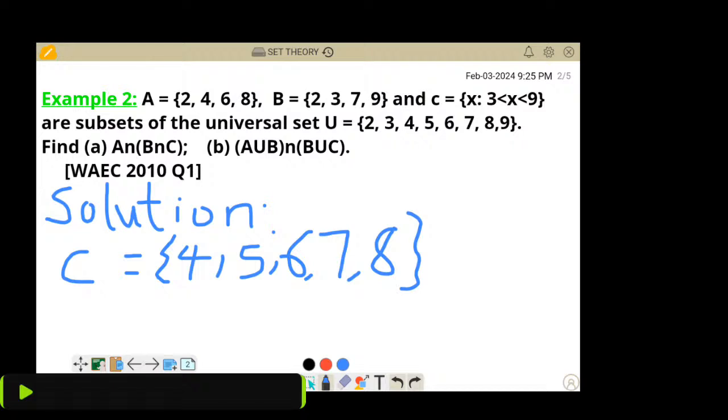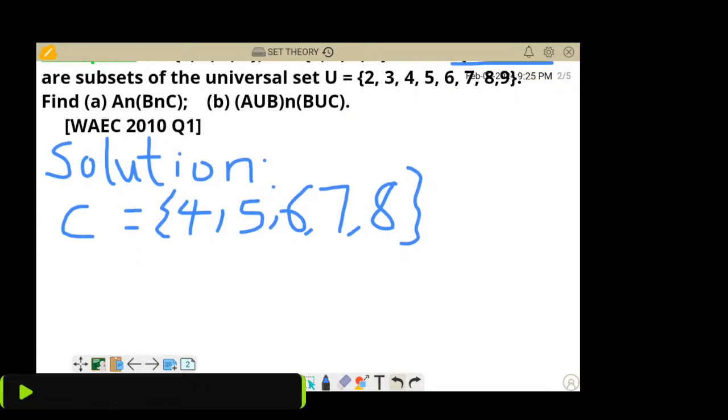Because according to this statement here, 3 is less than x and less than 9. Definitely the element we are looking for, 3 is not part of it and 9 is not even part of it. Okay, we can now proceed and solve for and find the value of what A represents.